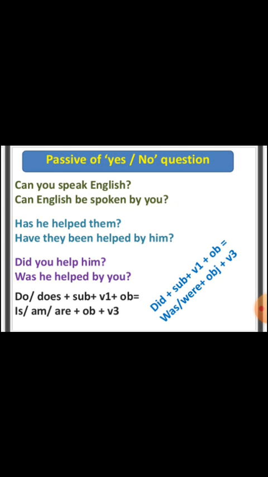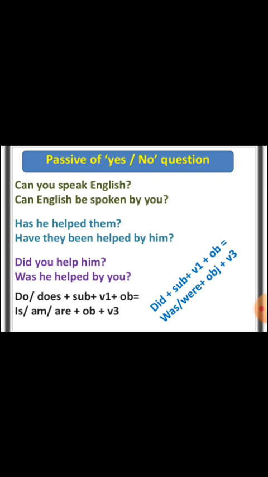First you have to write the helping verb, then the object, after that the verb, and then by, and then the subject. So come to the first example. Can you speak English? Can English be spoken by you? Come to the next example.